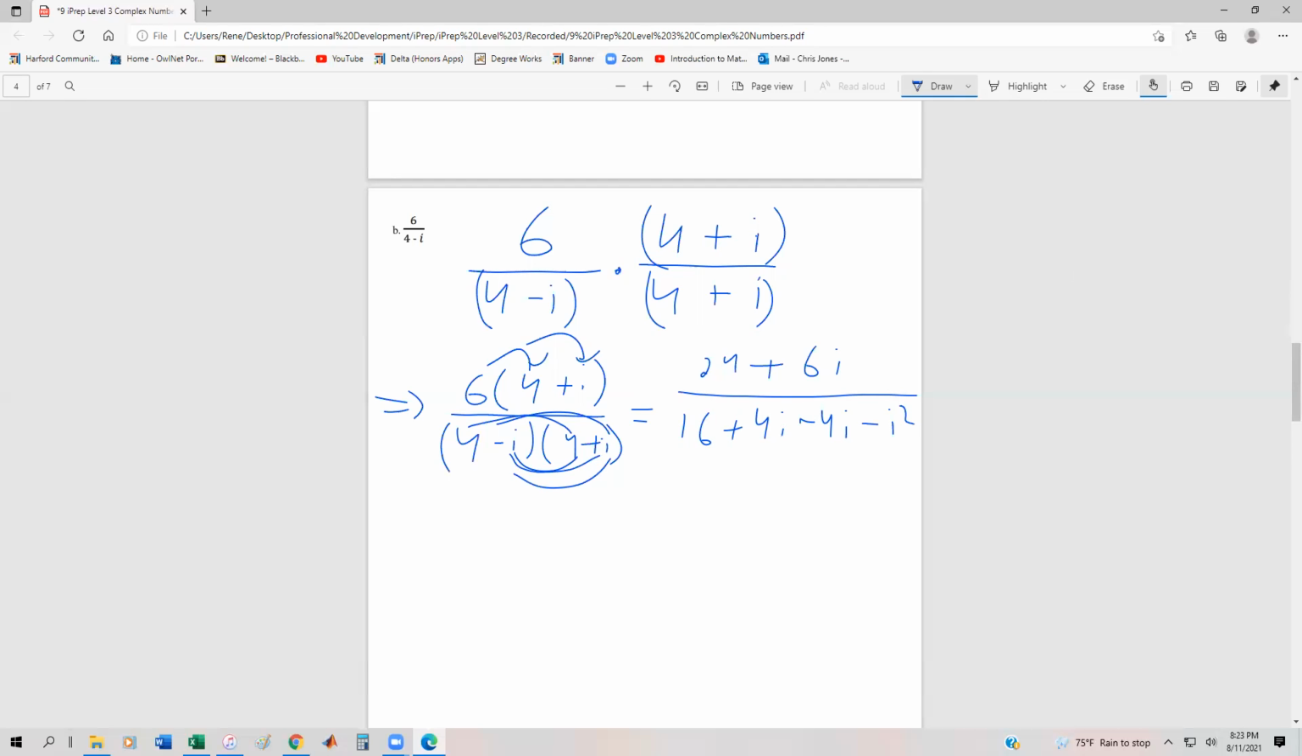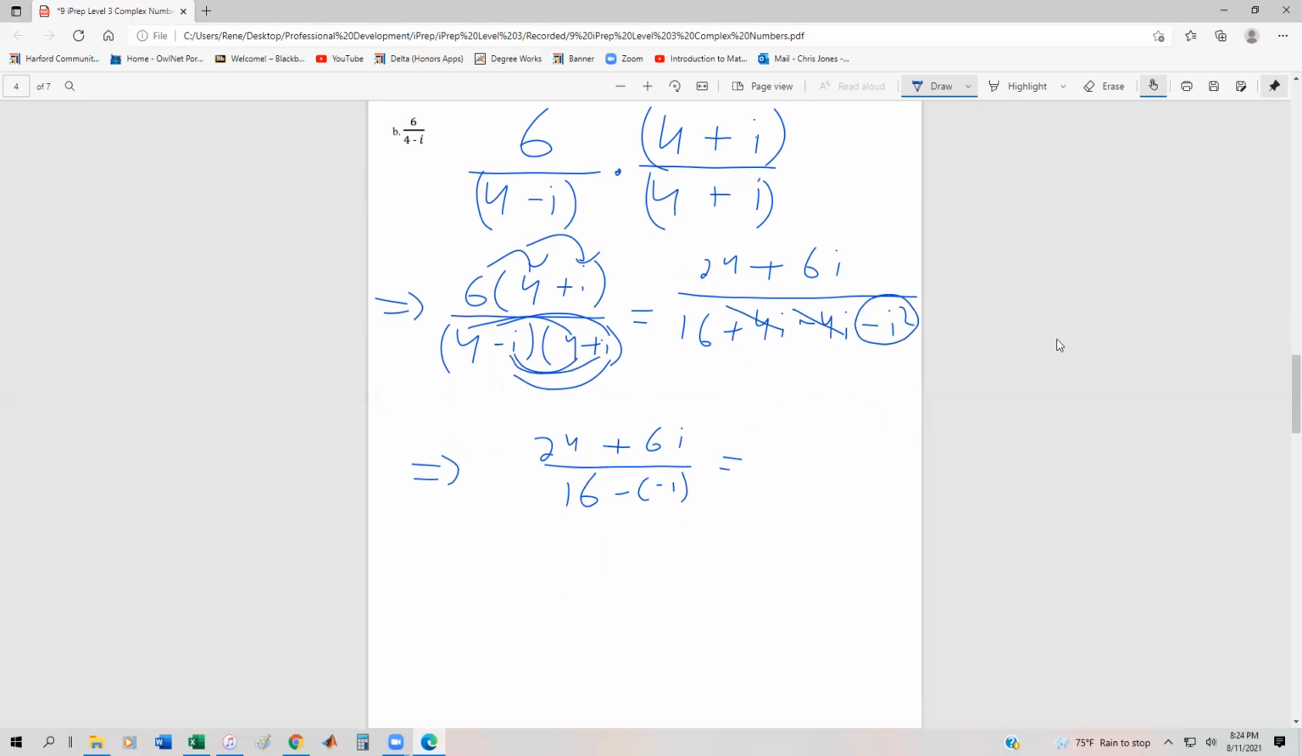And you might be thinking, well, how does this make it any better whatsoever? In fact, this looks like it's even uglier than what we started with. But the good news is that by multiplying by the conjugate, those inner terms cancel. And remember, i squared is really -1, and we have the opposite of -1. So now we can write this as 24 plus 6i divided by 16 minus a -1, or 24 plus 6i divided by 17.